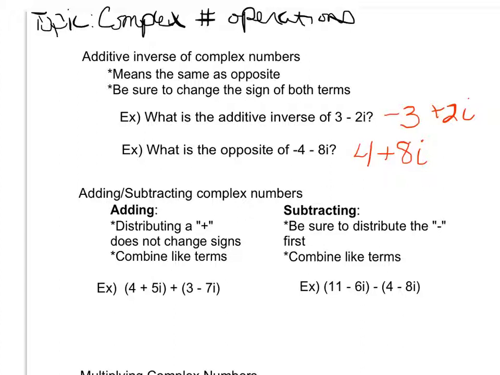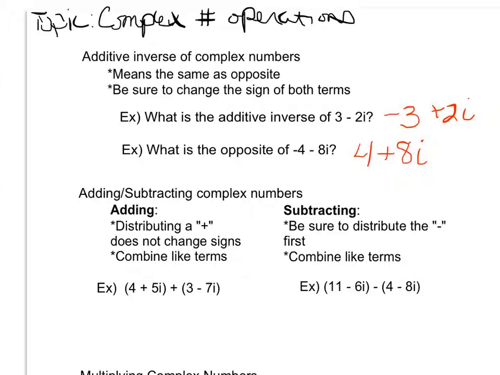Subtracting, on the other hand, we do have to make sure and distribute that minus sign. It does make a difference. A negative times a positive does become negative. A negative times a negative does become positive. So it does make a difference if you forget to distribute the minus sign. After you distribute the minus sign, you can then combine like terms.